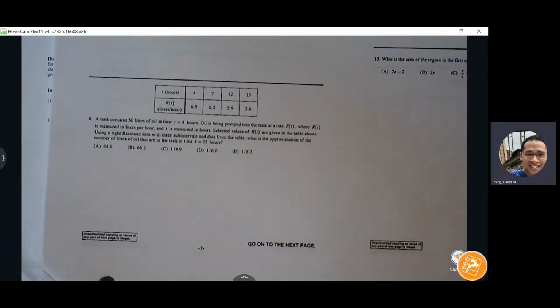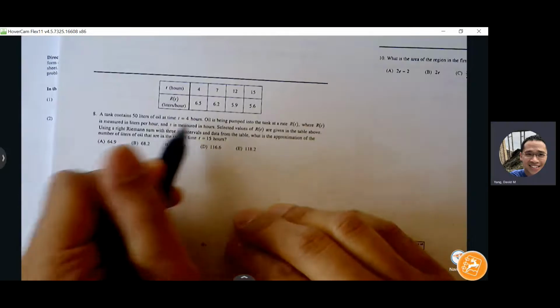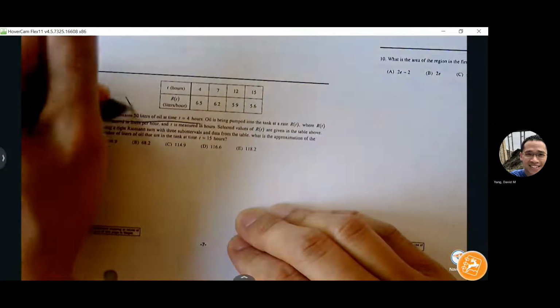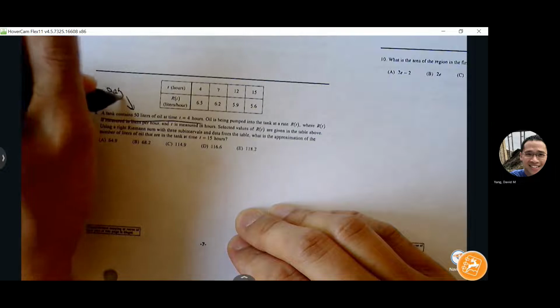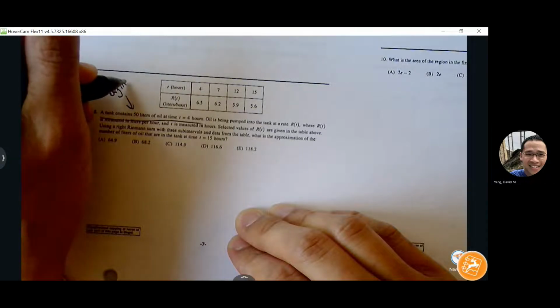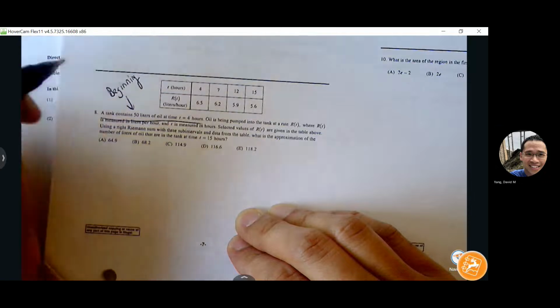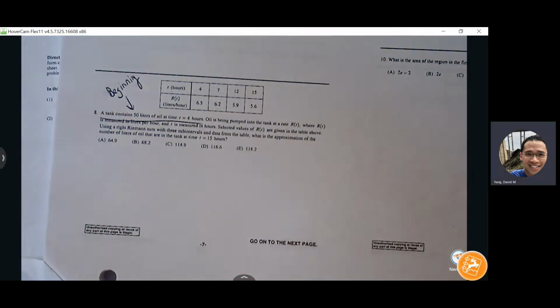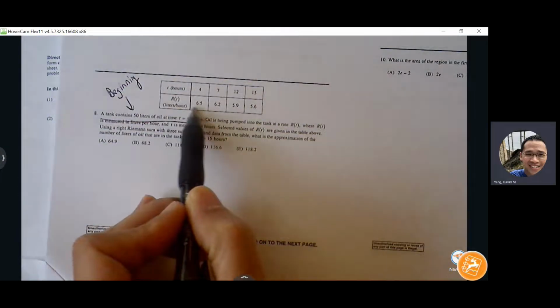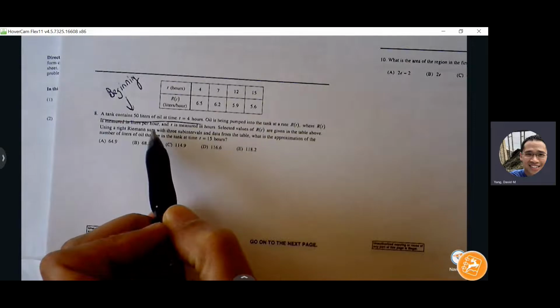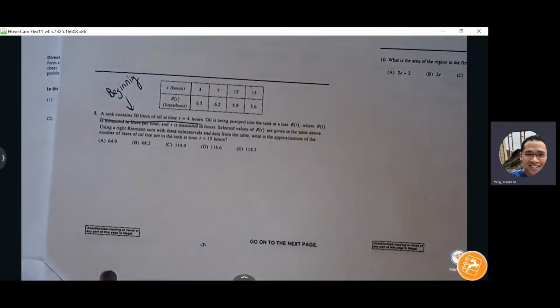A tank contains 50 liters of oil. This is the starting point. Oil is being pumped into the tank at a rate of R of t, where R of t is measured in liters per hour and t is measured in hours. Selected values of R of t are given. Use a right Riemann sum. What's the approximation of the number of liters that are in the tank at time t equals 15 hours?